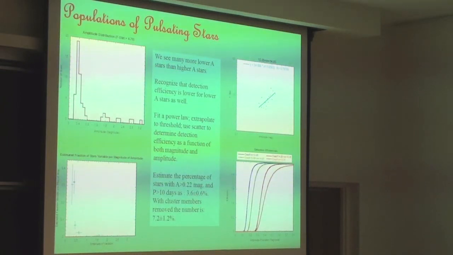So we ended up estimating, as a percentage of the stars in the field, those with an amplitude of 0.22 magnitudes or greater and a period longer than 10 days. Our F test is inefficient below that. About 3.5 to 4% of the stars were variable with these parameters. None of them are in the M23 cluster, that foreground cluster. So if you take out the foreground cluster stars, that number doubles to basically 7%.